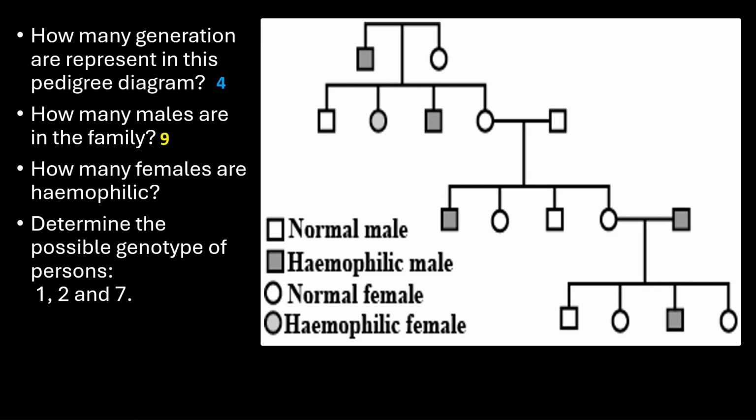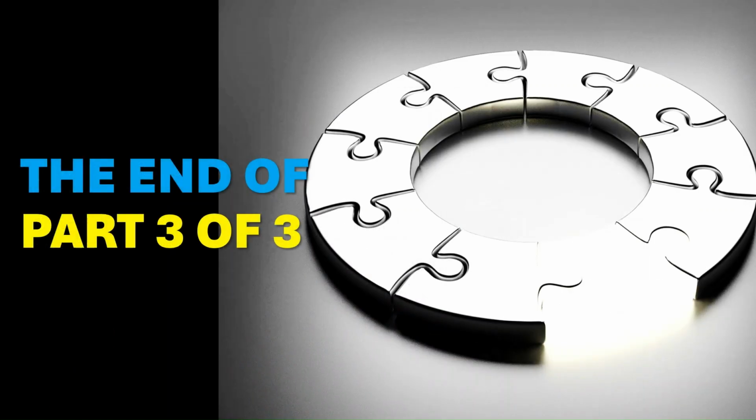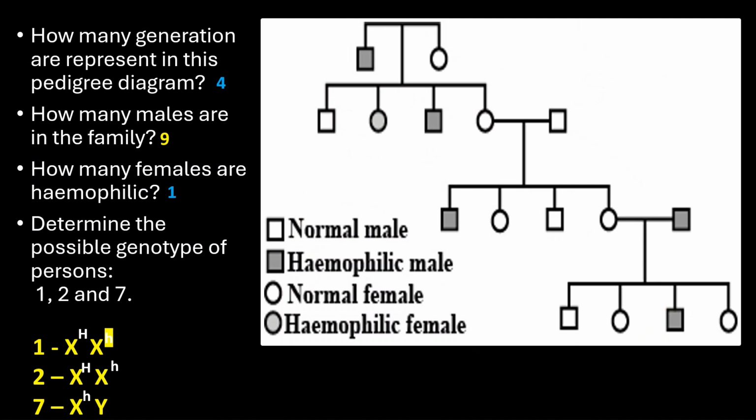How many females are hemophilic? So let's check. When you are a circle, you are a female, but when you are a white circle, you are normal. Gray circle, you are hemophilic. So how many hemophilic? First generation, no hemophilic female. Second generation, hemophilic is here. And so that gives us only 1. Now determine the possible genotype of person 1, 2, and 7. So you have to set the rules. Either you are like this or you are like that. Then you can actually work it out. You can give it a try and play around with it.